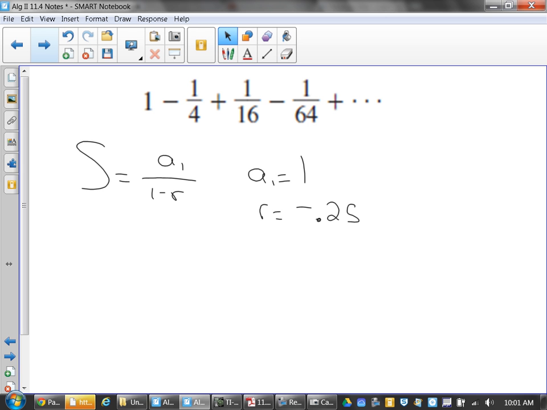To be honest with you, sometimes when you're dealing with very easy fractions, halves, quarters, if you want to use the decimal in the calculator, by all means go for it. It's just quicker, less buttons to press. And now I know enough information to write it out. It's 1 divided by 1 minus a negative 0.25.